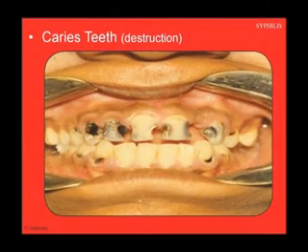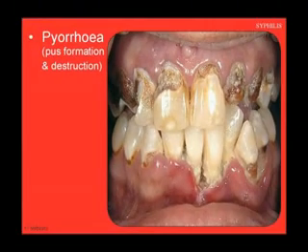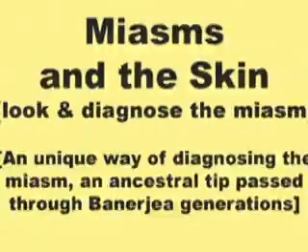Caries in teeth. Look at this destruction of the teeth, and that's the caries, and that's your syphilis. So that's a syphilitic miasm manifested as destruction. We have the pyorrhoea. I mentioned previously destruction, so pus formation, destruction, and that's your syphilitic miasm. Pyorrhoea is a discharge of pus.